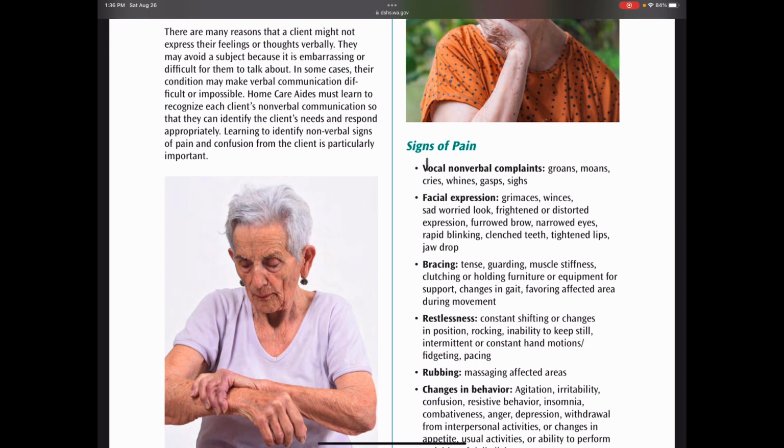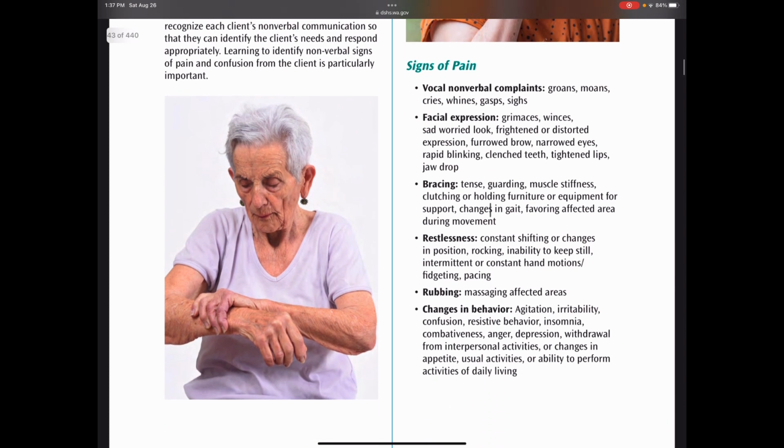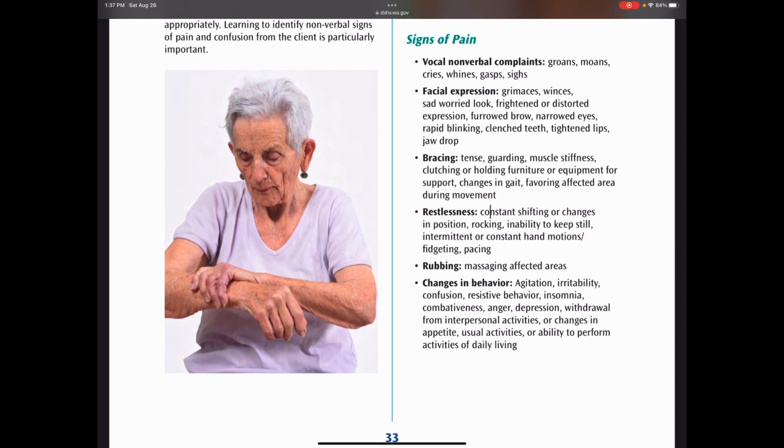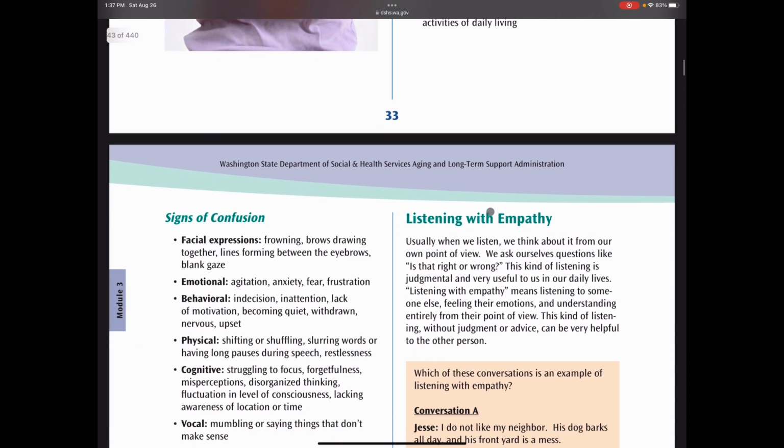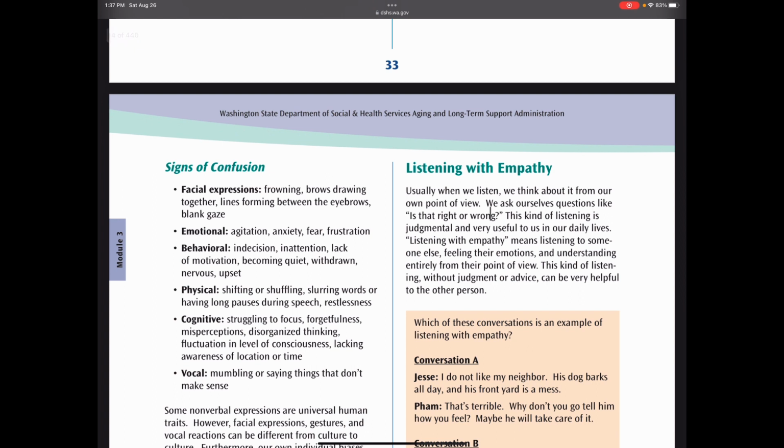Signs of pain can be described in different ways. It can be described by facial expression. A person can show grimaces on his face, bracing, restlessness, rubbing, change in behavior. You can see all the signs of pain. And there are signs of confusion too. You can see in nonverbal communication facial expression, emotion, physical, cognitive, vocal. It's the same way, but you can see when people have pain or confusion, even if they don't talk.